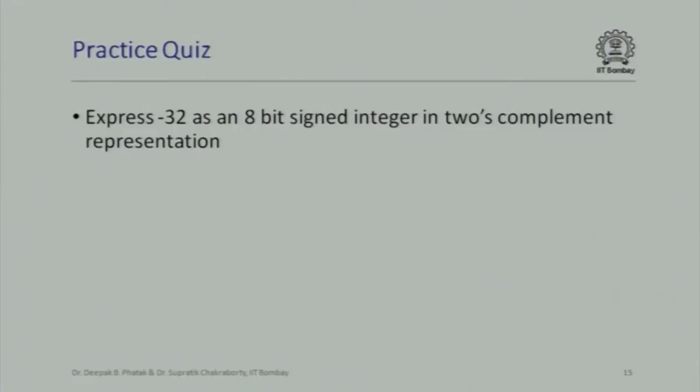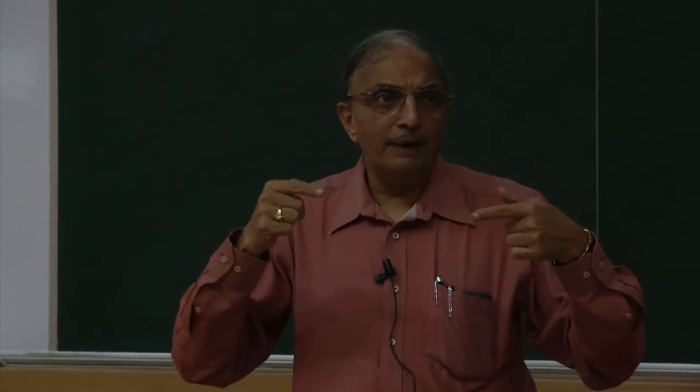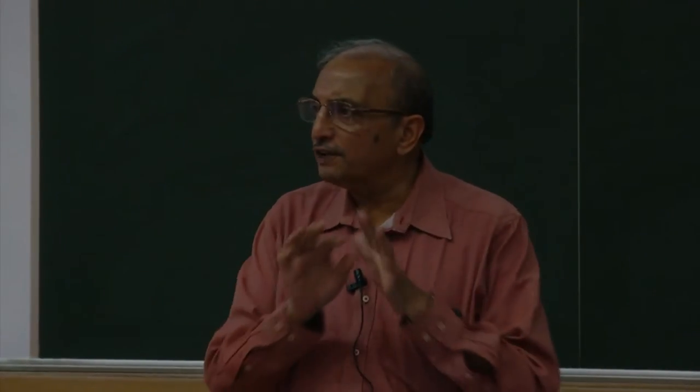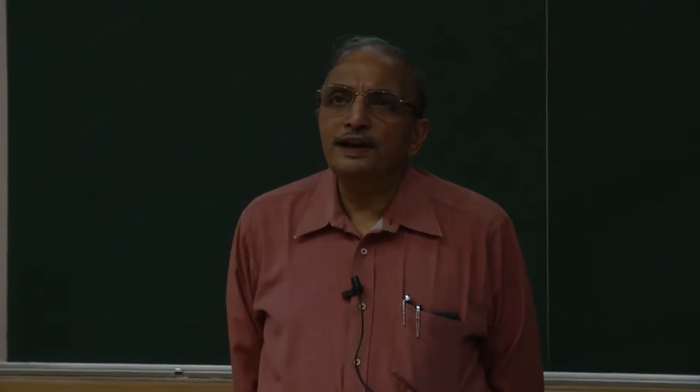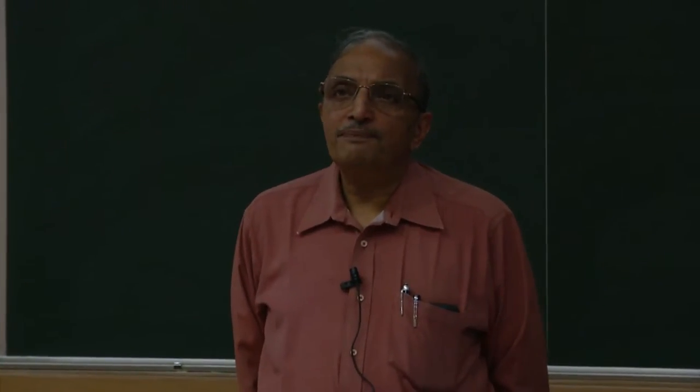Express minus 32 as an 8-bit signed integer in 2's complement representation. So just a hint, you are not talking about a 4-bit, 5-bit, 3-bit number, we are talking of an 8-bit number. That means the total representation will consist of 8 bits. Just before you attempt this quiz, let me do a recap.